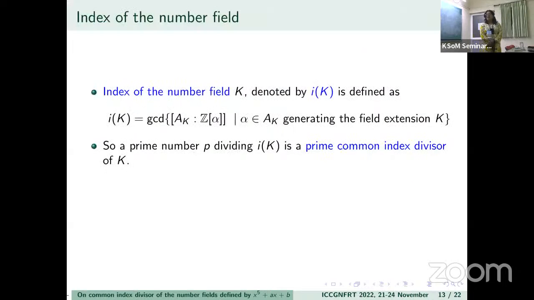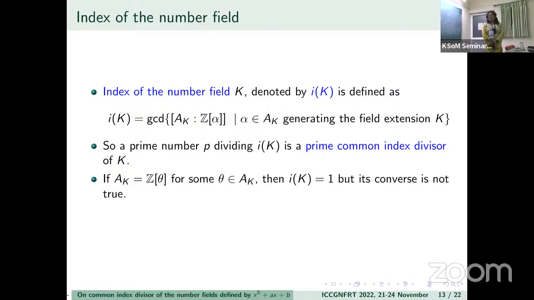Now, I will give the definition of the index of a number field. The index of the number field is defined as the GCD of the group indices [AK : Z[alpha]], where alpha is an algebraic integer which generates the extension K. So, what are prime common index divisors? Prime common index divisors are basically the prime factors of this IK. We can easily see that if we have AK equal to Z[theta] for some algebraic integer theta, then we have IK equal to 1. But its converse is not true. That is, if we have IK equal to 1, we cannot conclude that AK will be equal to Z[theta] for some theta in AK.